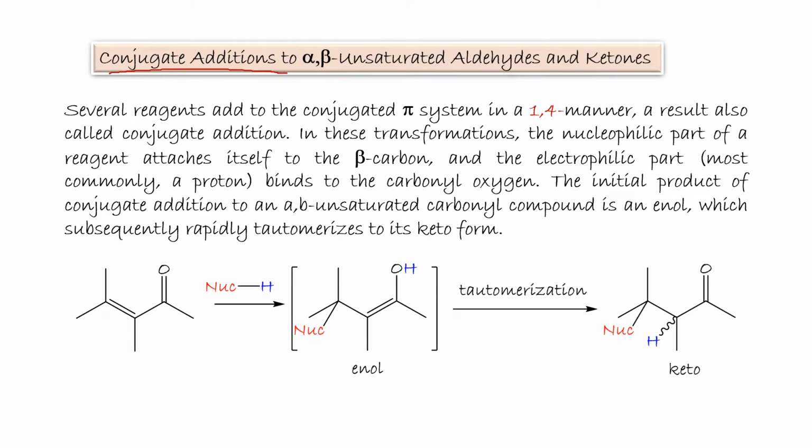Conjugate additions to alpha beta unsaturated aldehydes and ketones. Several reagents add to the conjugated pi system in a 1,4 manner, a result also called conjugate addition. In these transformations, the nucleophilic part of the reagent attaches itself to the beta carbon here, and the electrophilic part, most commonly a proton, binds to the carbonyl oxygen, forming the enol, which tautomerizes to give the ketone. Okay?